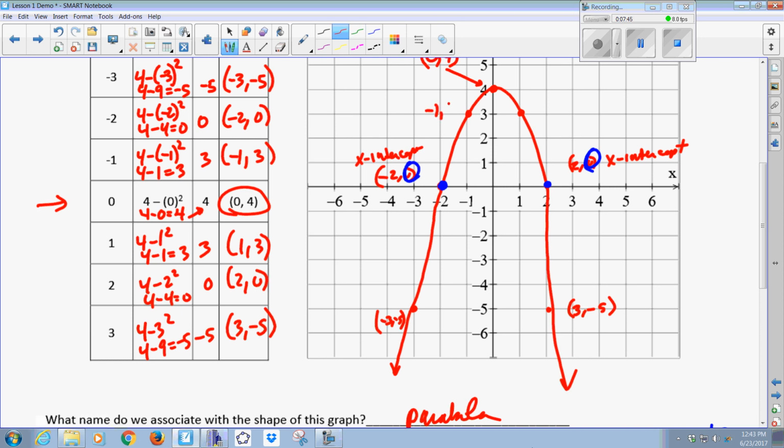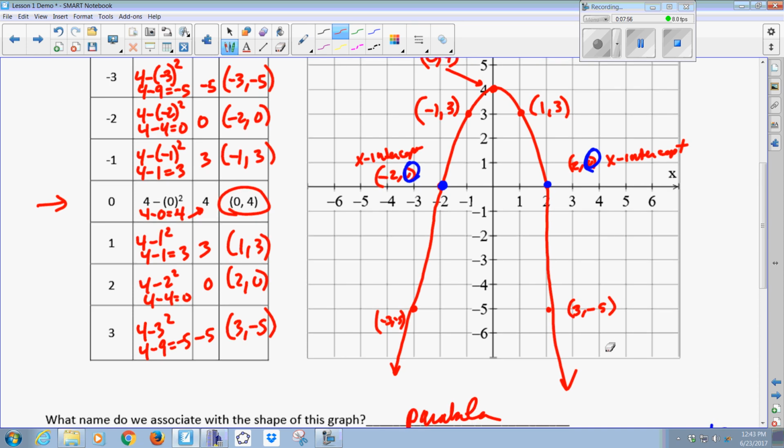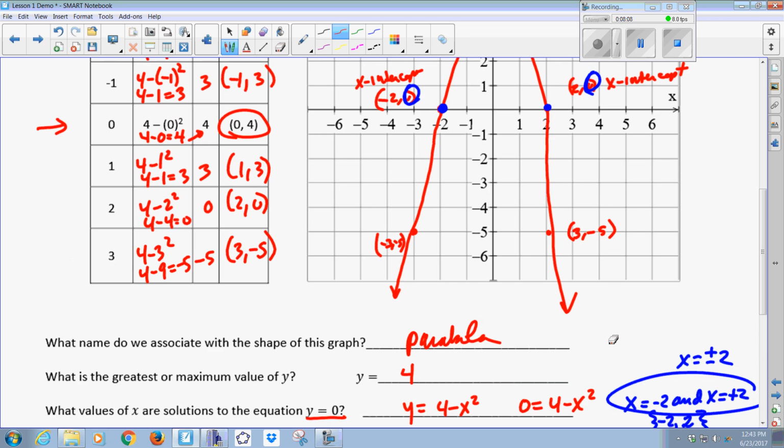So notice here we had (-1, 3) and (1, 3). We had (-2, 0) and (2, 0). We had (-3, -5) and (3, -5). So what this is saying here is, did our y values stay exactly the same if we changed our x value to its opposite? So let's see. When my x value was 3 and the opposite was -3, did I stay at the same exact height below the x-axis? They were both 5 units below the x-axis.